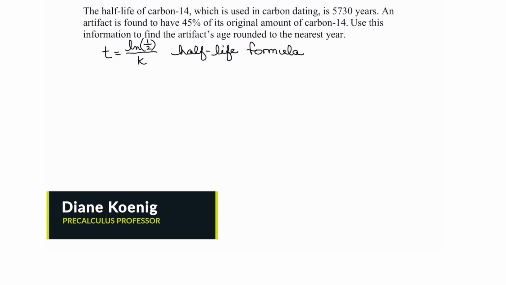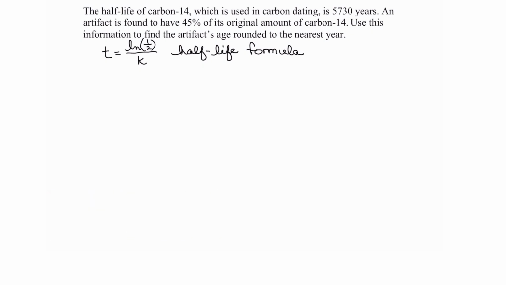The focus of this video is an application of exponential equations where we look at carbon dating. So here we have the half-life of carbon-14, which is used in carbon dating, is 5,730 years. An artifact is found to have 45% of its original amount of carbon-14. Use this information to find the artifact's age rounded to the nearest year.